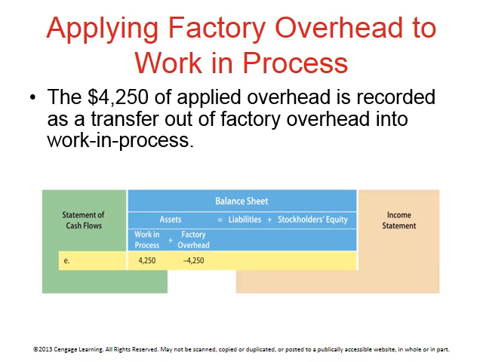And now to actually record the applied overhead, we're going to reduce our factory overhead account by $4,250. And then we're going to increase our work in process account by $4,250, just moving it from one bucket to another.